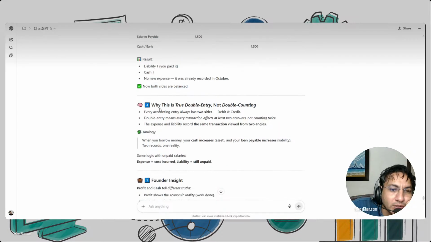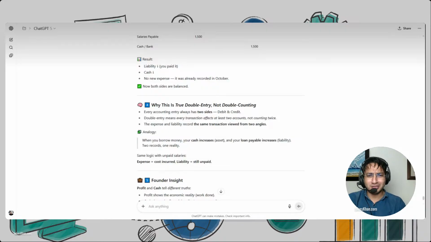Why is this true? Double entry, not double counting. It is double entry but not double counting, because this is happening in two different sheets. Every accounting entry always has two sides, debit and credit. Double entry means every transaction affects at least two accounts, not counting twice.